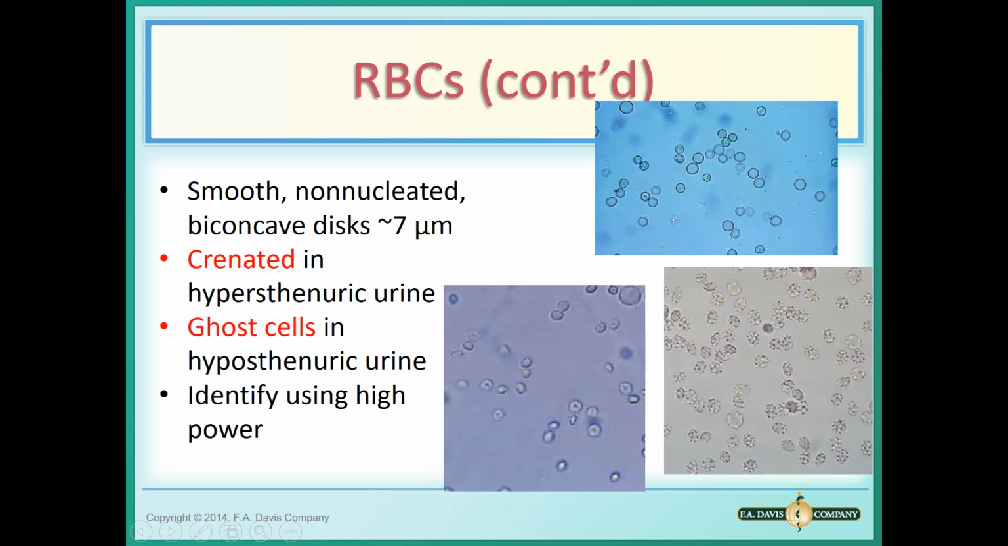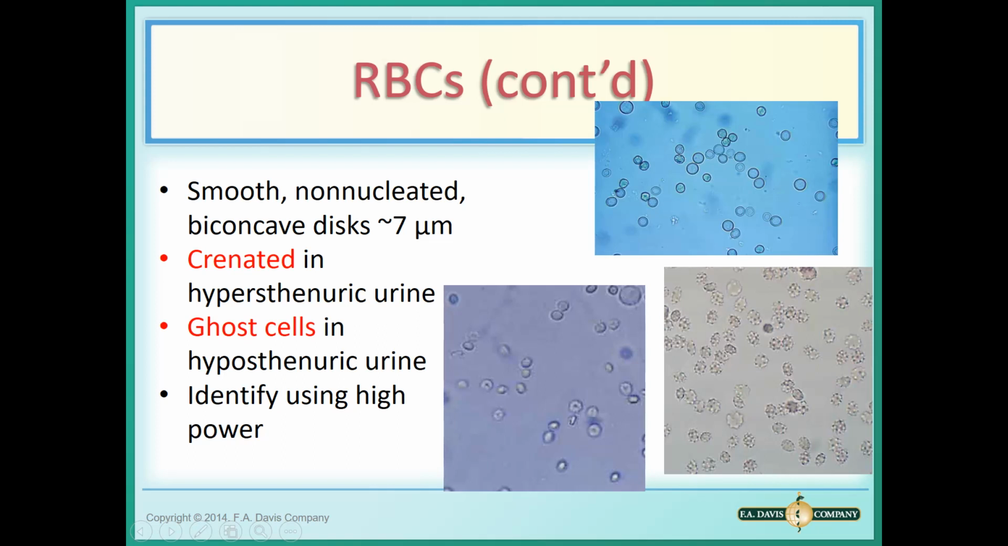And then we also talked about those ghost cells that we see in hyposthenuric urine, the ones where there's lots of water. Remember, hypersthenuric is high specific gravity, so there's lots of stuff in the urine, dissolved solids, and hyposthenuric is what we see when there's lots of water. It makes water enter into the cell. They puff up a little, burst open, and leach out their hemoglobin, and you end up with just a little teeny shell of a red blood cell.